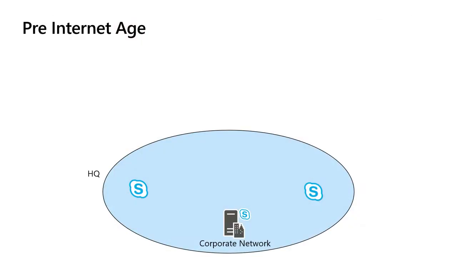So in the early days, I'm going back to maybe the 80s and the 90s, so the pre-internet age, people had a corporate network, and they had some server resources and some clients. And don't worry about the Skype logos. Skype wasn't there yet, but it's just an example. All the clients essentially connected locally to the resources within the network. Everything was fine. We didn't have to worry about the internet or any security threats from there.